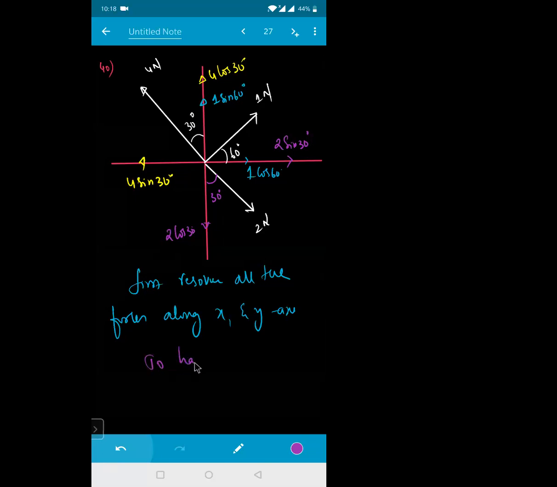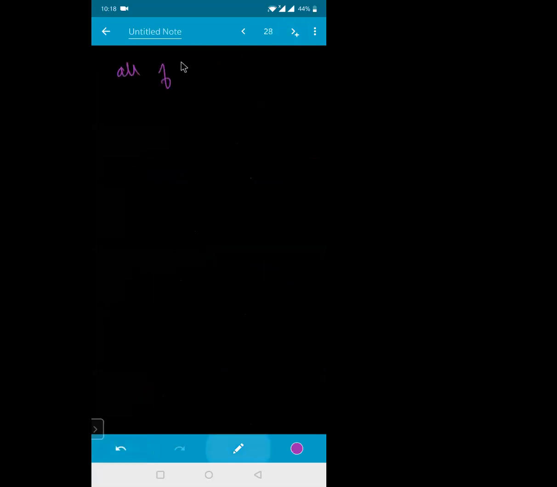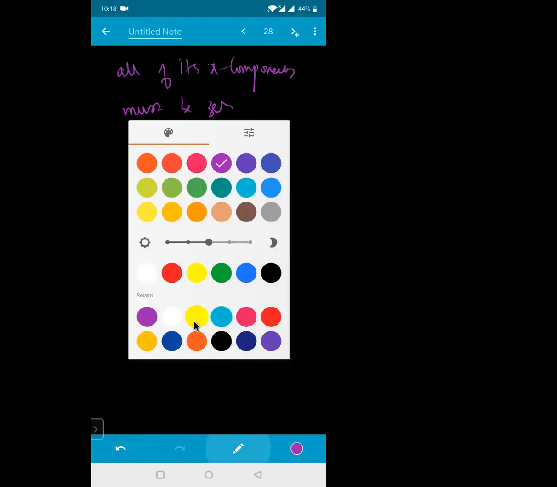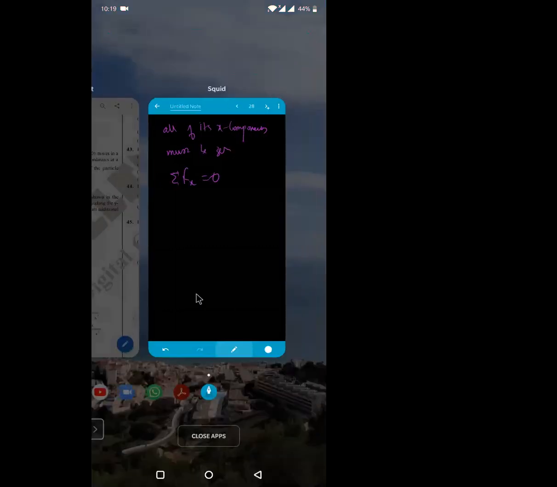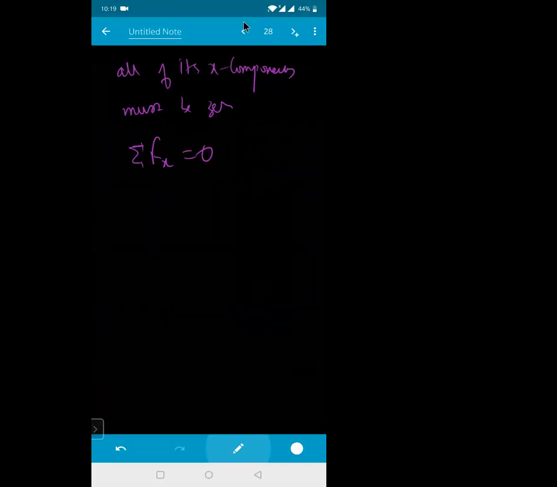To have force only along y-axis, all of its x components must be 0. That means the sum of all the forces along x-axis must be equal to 0. See, what are the forces along your x-axis?